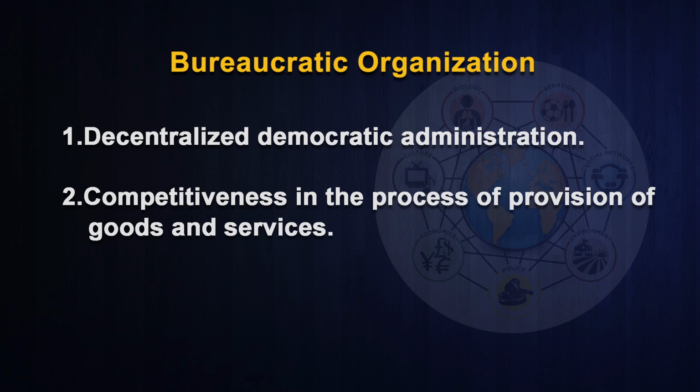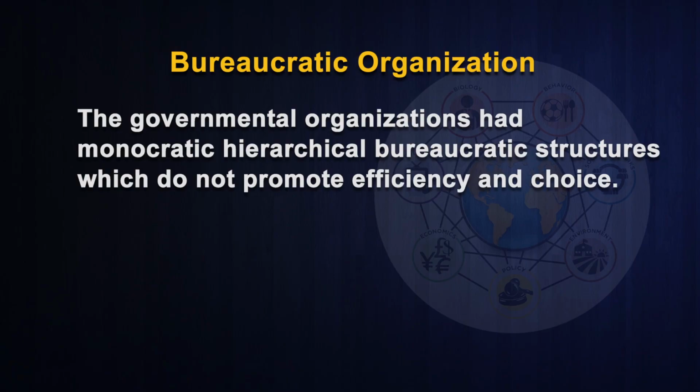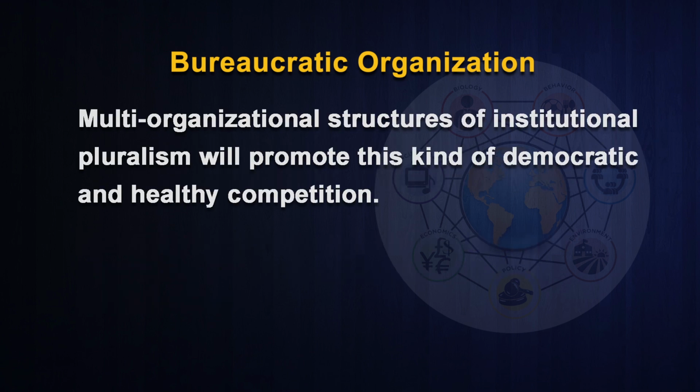These two above views suggest that the public choice school proponents were strong votaries of dispersed decision making authority and favored taking into account the individual preferences in the process of decision making. The governmental organizations had monocratic, hierarchical, bureaucratic structures which do not promote efficiency and choice. Instead of such structures, competition should be the basis of forming various organizations. Multi-organizational structures of institutional pluralism will promote this kind of democratic and healthy competition.